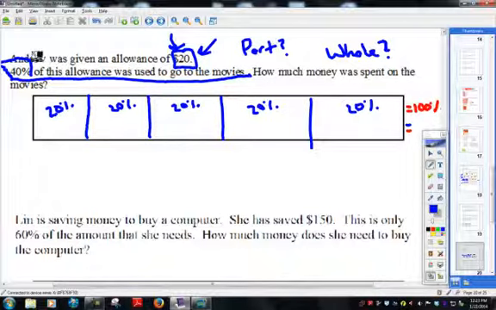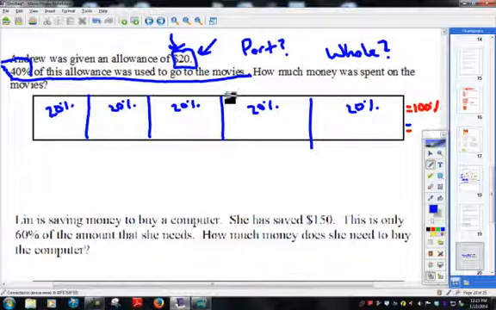So I look at it. Andrew was given an allowance of $20. So he was given $20. Okay, that's fine. Now we have to read. 40% of this allowance was used to go to the movies. So that means this 20 is how much his mom and dad gave him.